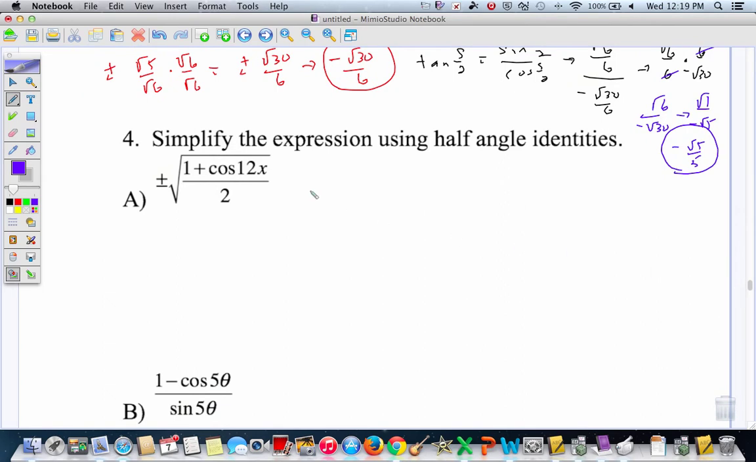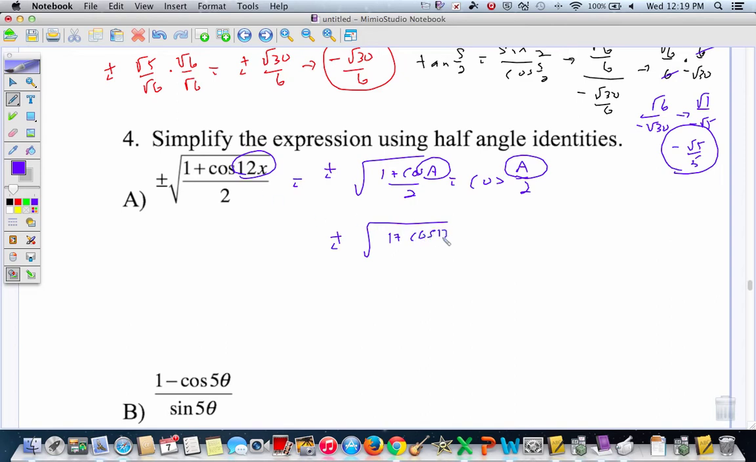Let's continue on and apply a little bit more. Simplify the expression using our half angles. You'll notice this looks an awful lot like this version, 1 plus the cosine of A divided by 2, which is our cosine of A divided by 2. So by substitution, our A is going to be 12x. So I have plus or minus the square root of 1 plus the cosine. Oops, I have that already. I'll just rewrite it, I guess, since I started.